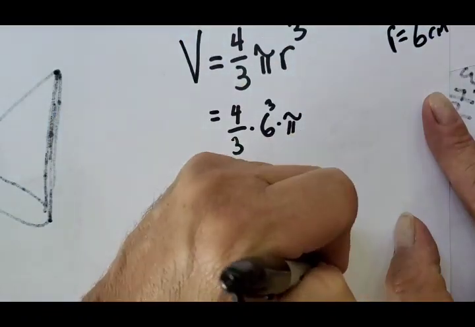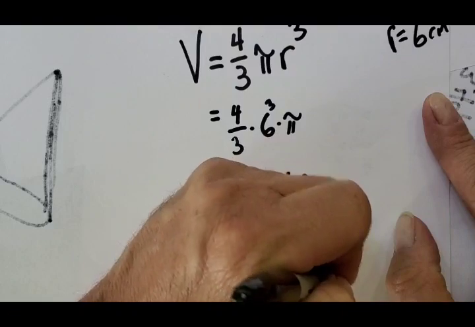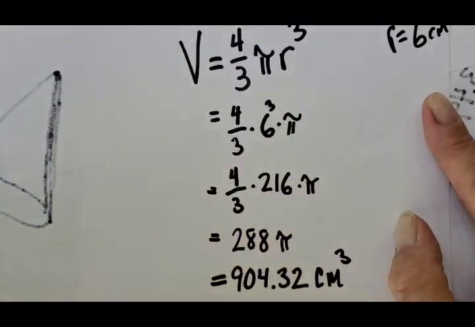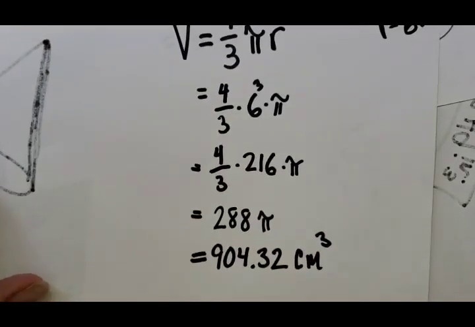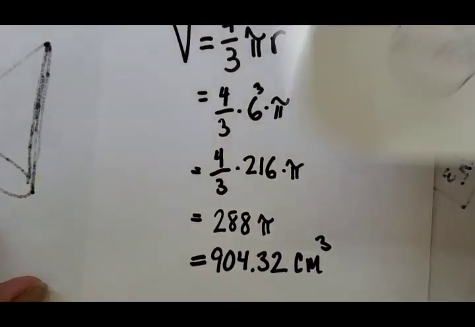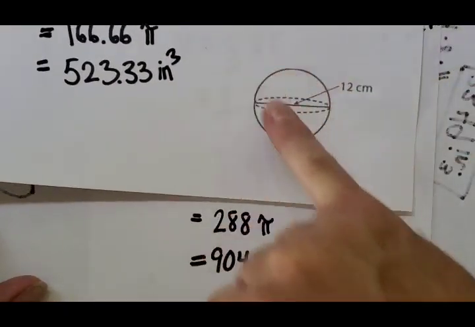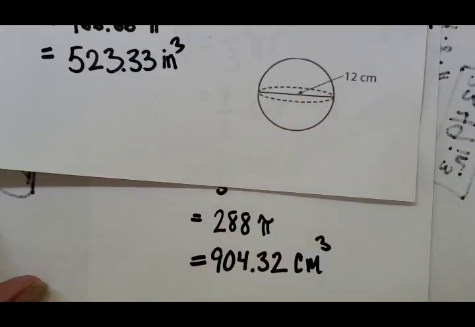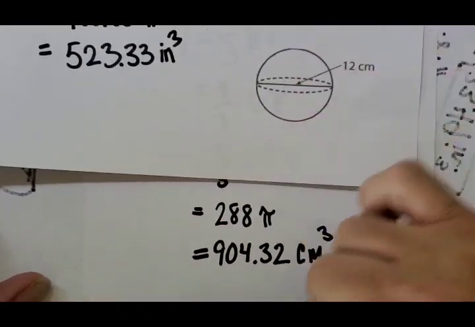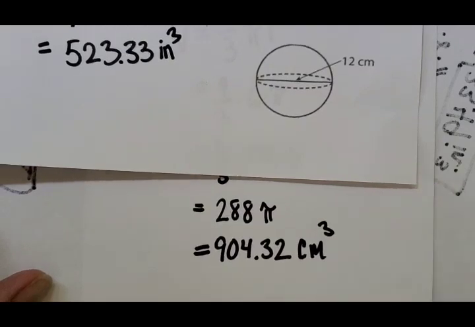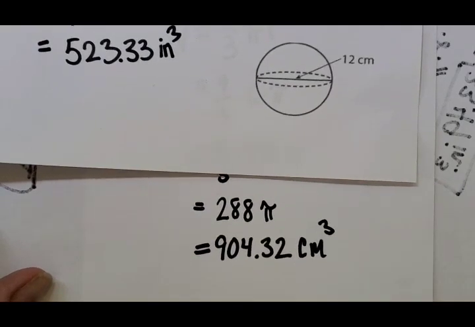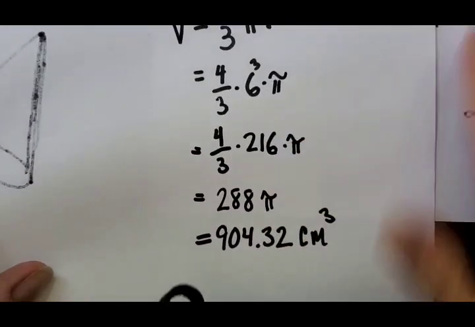And the units that we were working with in this case were centimeters. So it would be centimeters cubed. This sphere here, that's 12 centimeters across, would hold about 904 little cubic centimeters within. It's pretty close, pretty good answer.